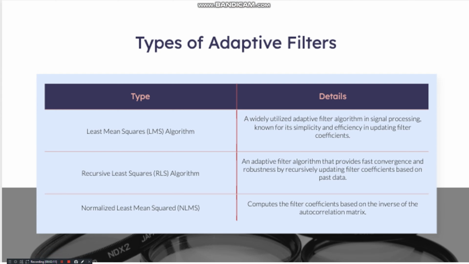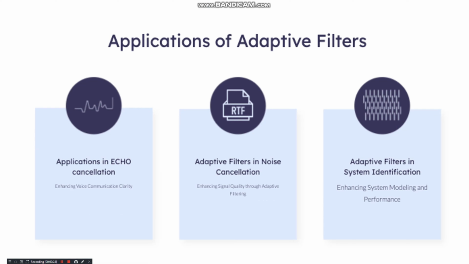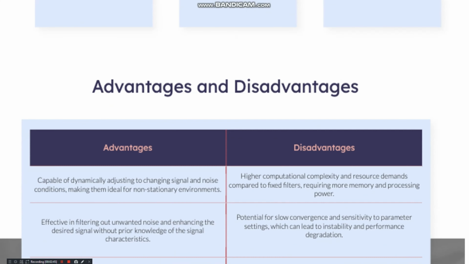Thirdly, if we talk about the normalized least mean squared NLMS algorithm, this algorithm computes the filter coefficients based on the inverse of the autocorrelation matrix. Then we talk about the applications of adaptive filters. Adaptive filters are used in echo cancellation, which enhances the voice communication clarity. It's used in noise cancellation, which improves the signal quality through adaptive filtering. And lastly, it has system identification, which enhances the system modeling and performance.